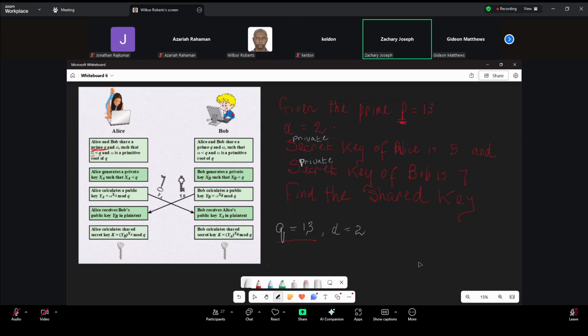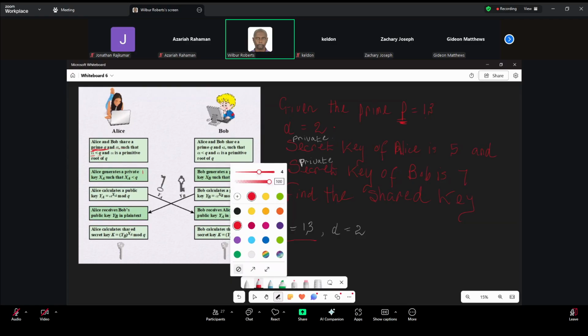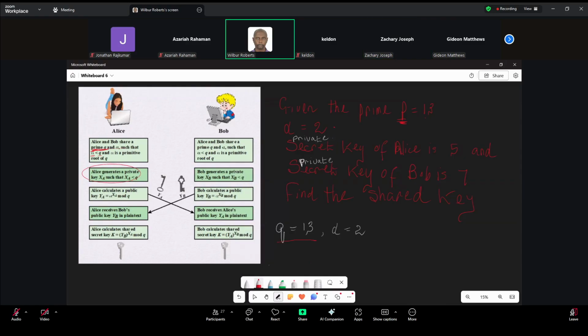Good? Right. So what is the term for that private key? Look at it. Alice generates a private key. You see this across here? Let me put it in red. Alice generates a private key XA. So that is XA. XA in this case is Alice's private key. That is why I write private above secret. The private key of Alice is 5. So XA is equal to 5. You see that?